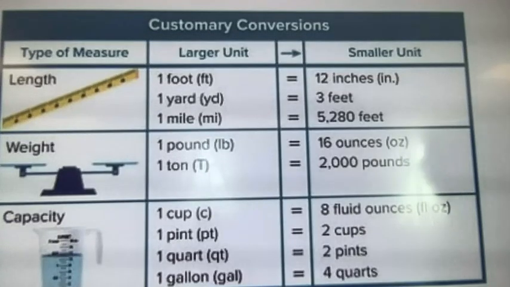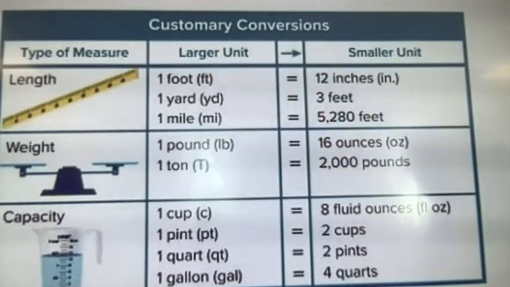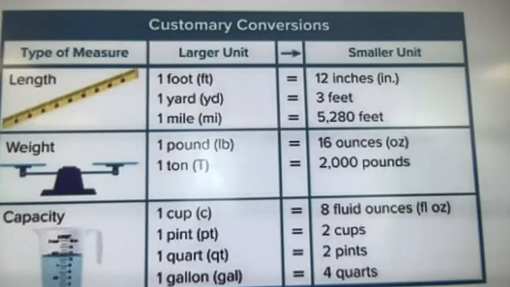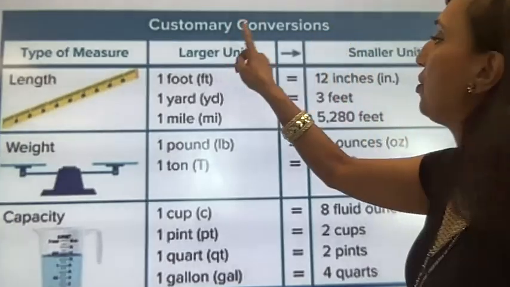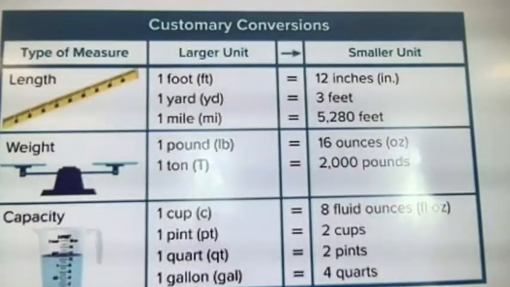Because there are 12 inches for every 1 foot. The relationship between number of inches and number of feet is a ratio relationship. And the ratio of inches to feet is 12 to 1. All right? And so that is what a unit ratio is.